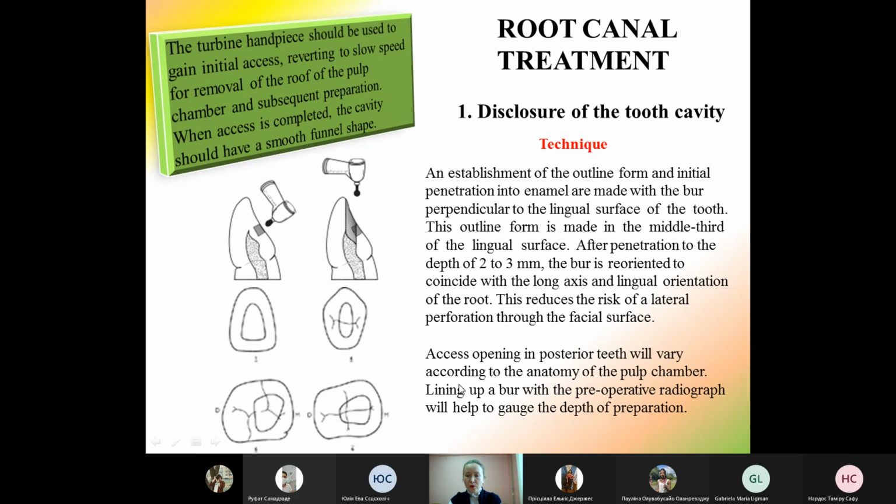In the posterior group of teeth, access opening is done from the occlusal surface in a certain shape that this tooth should have, either rectangular or triangular or trapezoid. It depends on the tooth, but the steps are the same. At first, initial access preparation of enamel is done with a high-speed burr, and then it should be turned to a slow-speed burr.